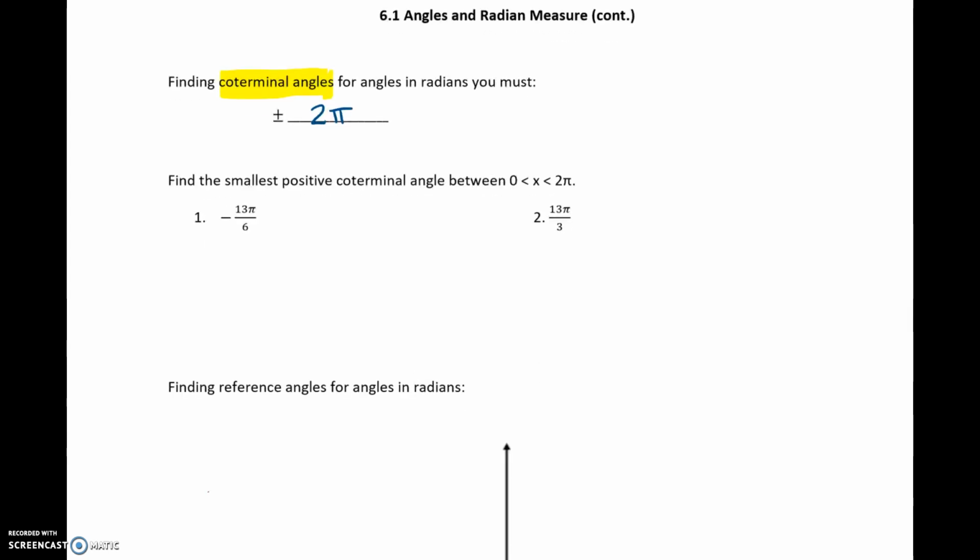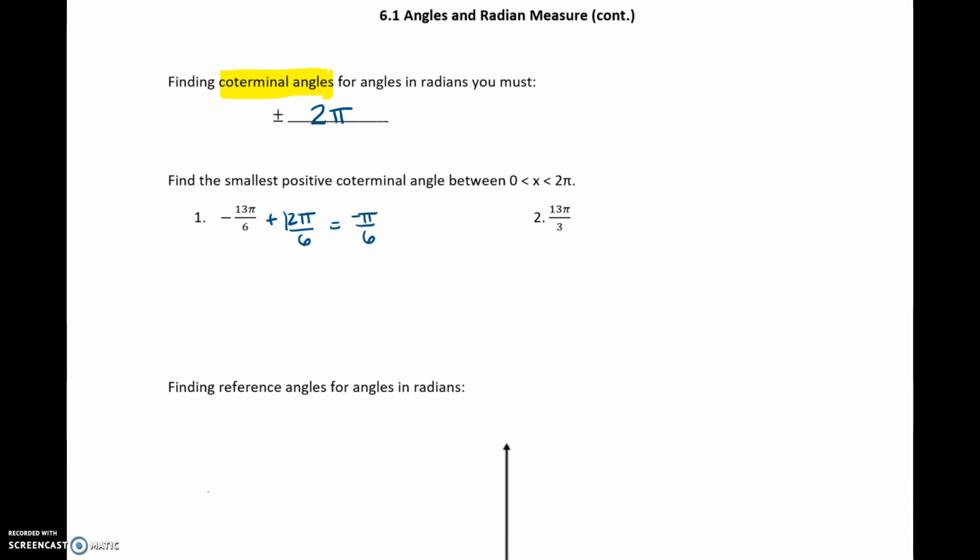It says find the smallest positive coterminal angle between 0 and 2 pi. So we want to get our answer between 0 and 2 pi. So notice for number 1, my angle is negative 13 pi over 6. So I want to make it positive, so I'm going to add a 2 pi to it. If I add 2 pi, because I'm adding it with a fraction, I need to get a common denominator. So the common denominator is 6. If I multiply the top by 6, that's going to turn into a 12. So if I add those two together, I'm going to get negative pi over 6.